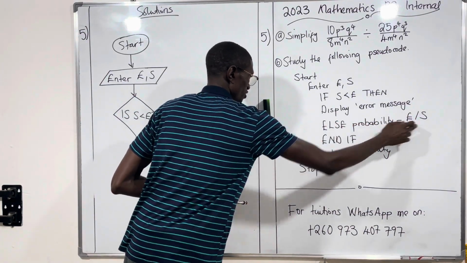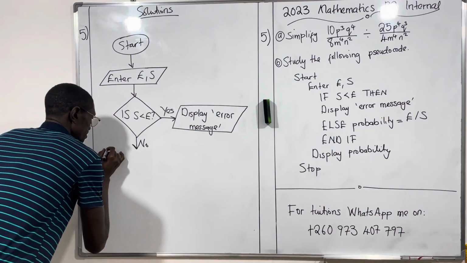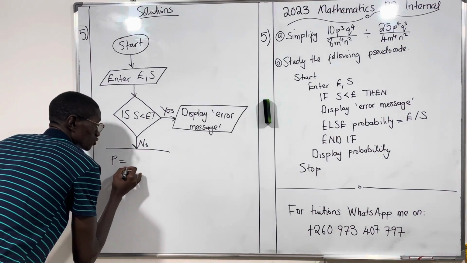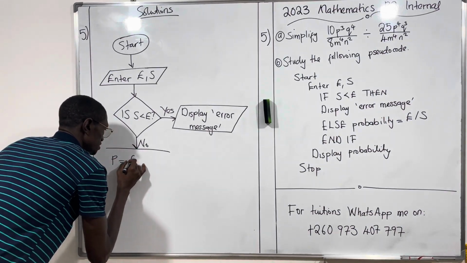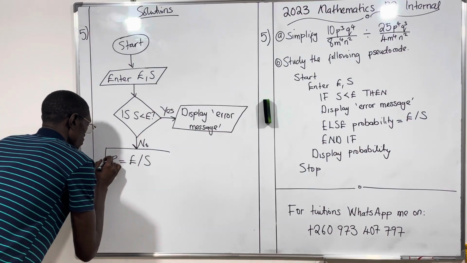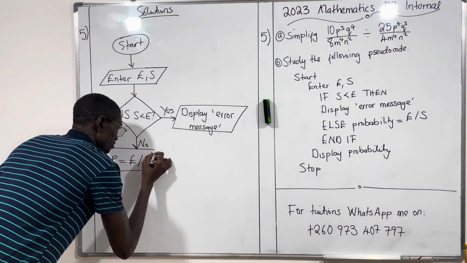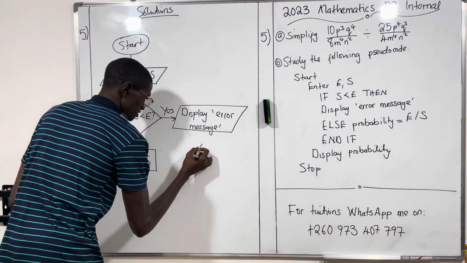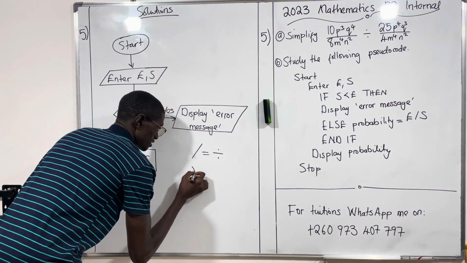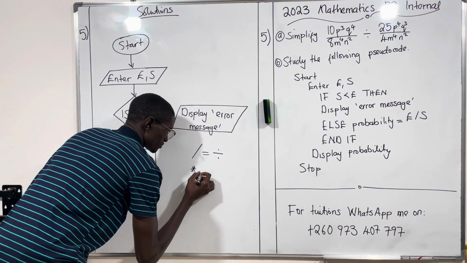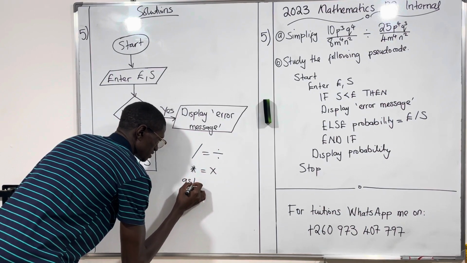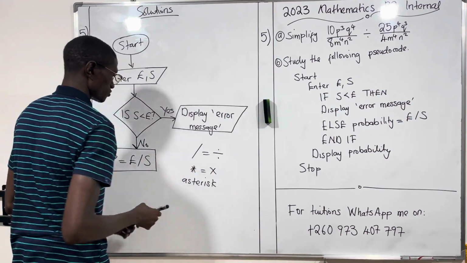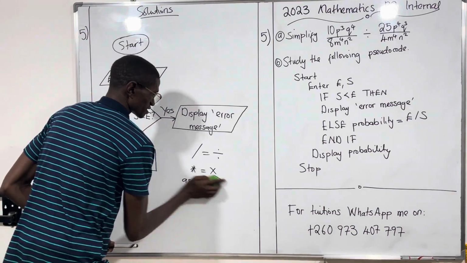So now here we have a formula. We said when you have a formula, you have to plug it into a rectangle. So I'm going to say probability is equal to, that is E divided by S. When you are converting to flowchart, division is denoted by a forward slash. This is equal to division. And then an asterisk is equal to multiplication. This star represents multiplication. So we've plugged in our formula.